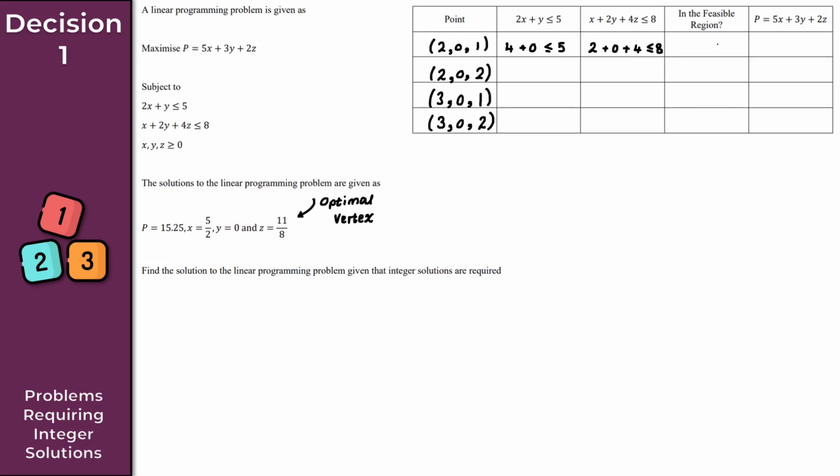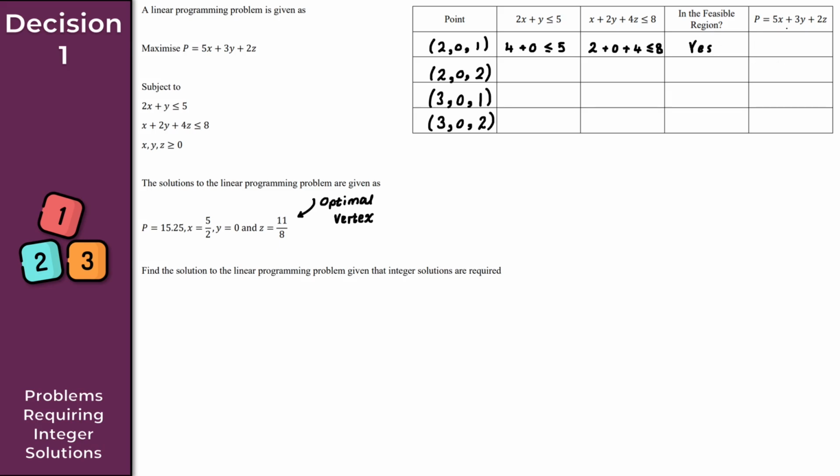So in that case then, it does lie in the feasible region. So I'll just put yes here. Or you could also give it a tick across if it doesn't lie in the feasible region, of course. And then in that case here, what is the objective function here, right? Which is to maximize P. So p here is equal to 5x plus 3y plus 2z.